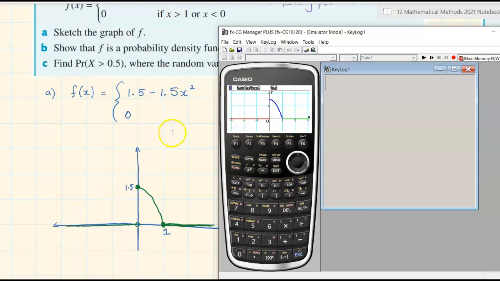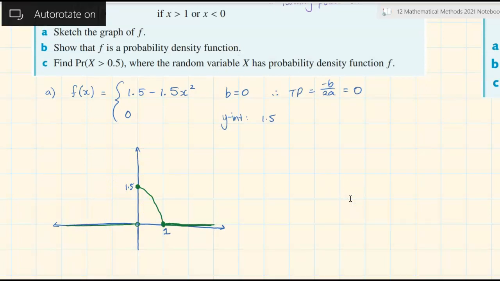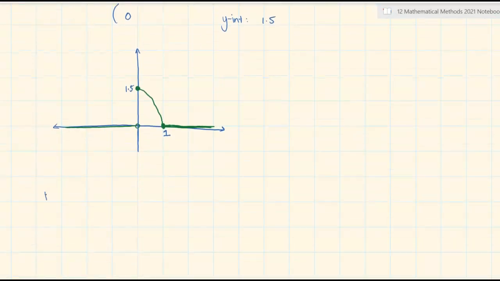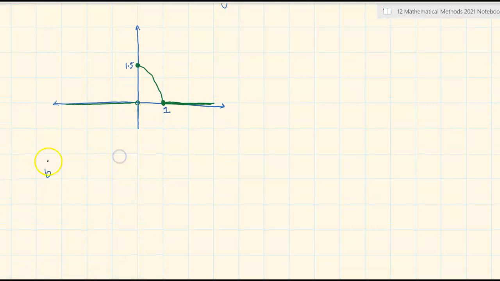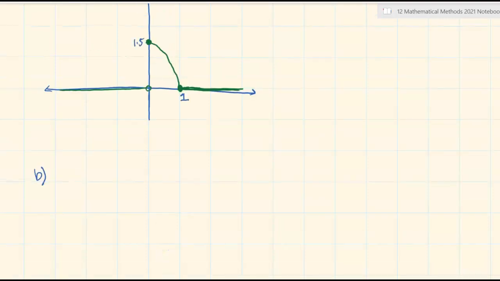Okay, so the next one says, show that it's a PDF, a probability density function. How can I show that something is a PDF? What is a characteristic of a PDF? All the values are greater than 0, that's fine, we can see that, but how can I prove that it's a PDF? What does the integral need to equal?